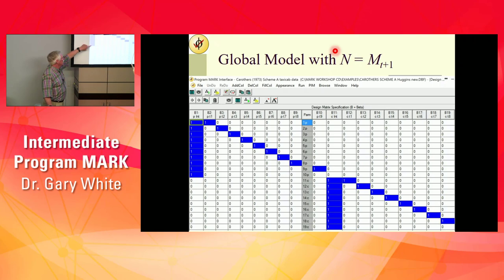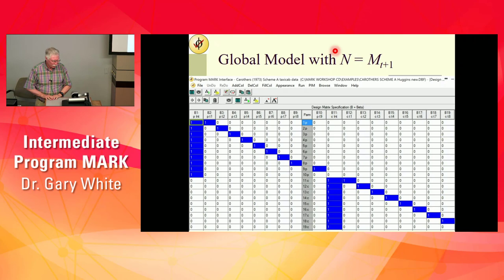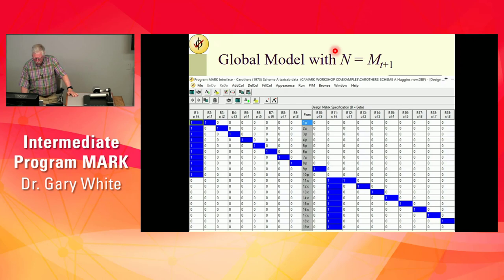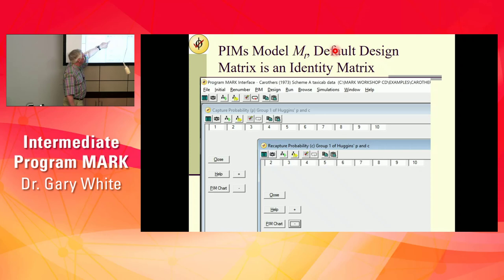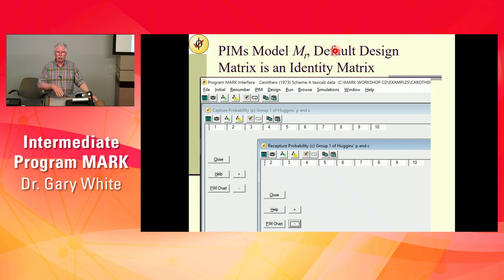Now, we do those constraints in a whole bunch of clever ways. First of all, is model MT. If you want to run model MT in the PIMs, which yesterday you were very happy with, there's your p's and there's your c's. So how's p10 getting estimated? From c10. You're saying that there's no behavior response and it's only time variation. And so you're saying all the p's and all the c's are equal.